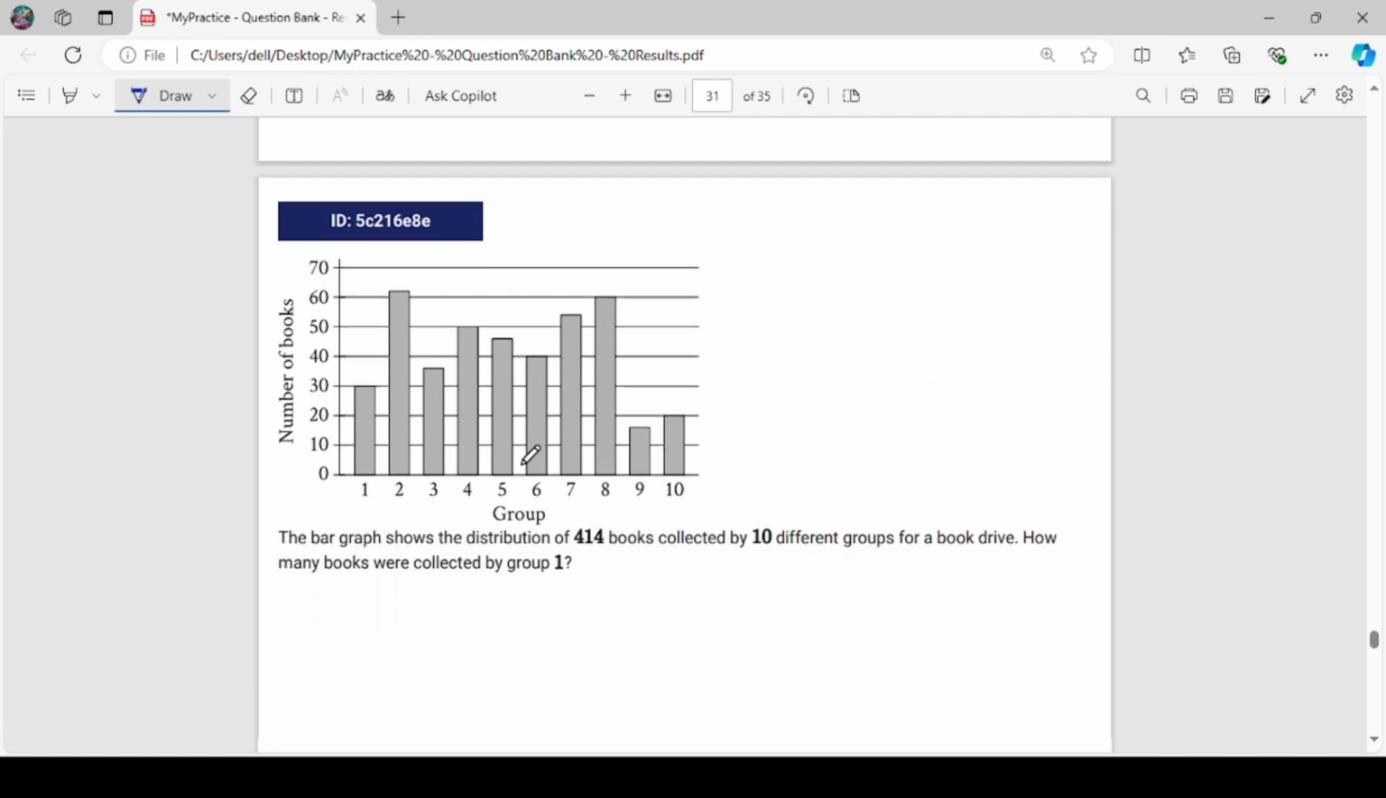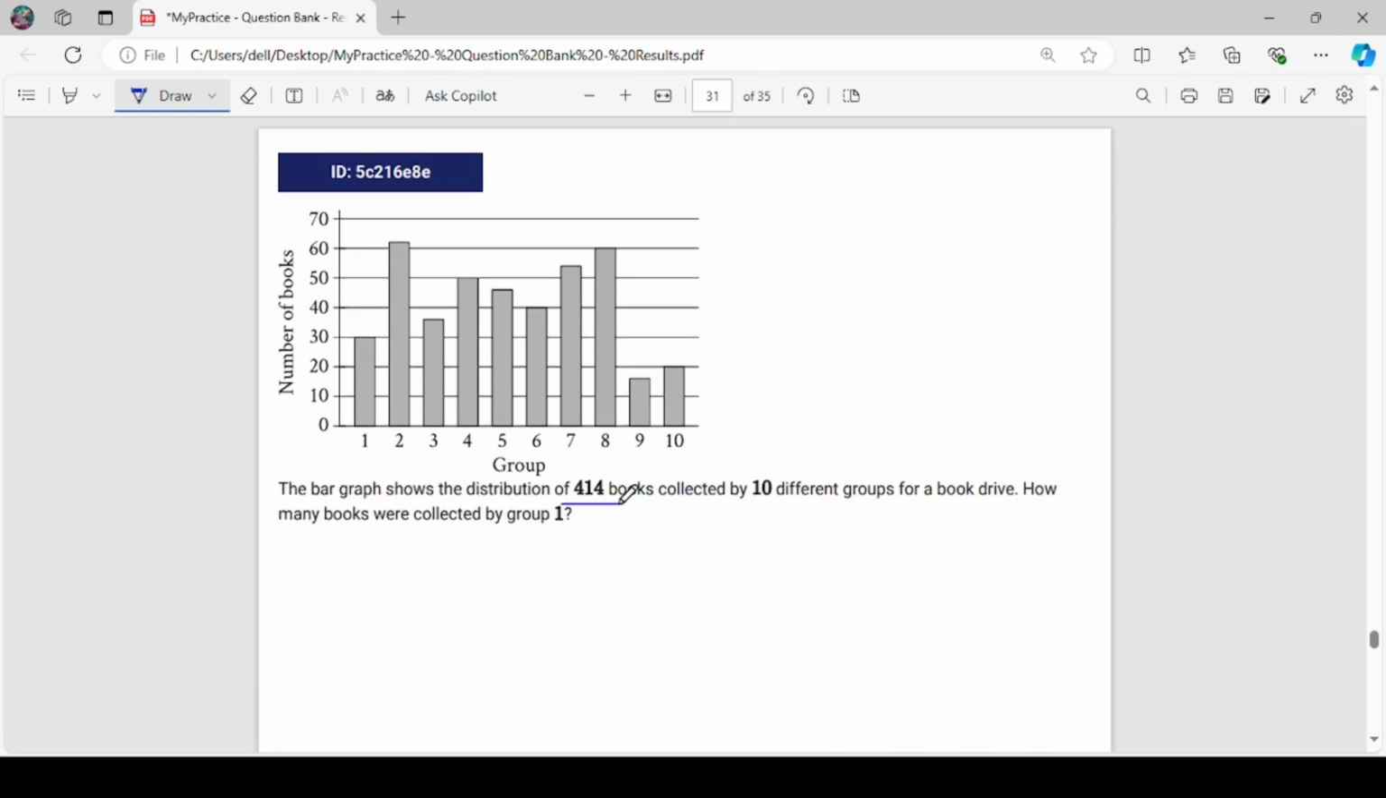Next question. The bar graph shows the distribution of 414 books collected by 10 different groups for a book drive, number of books against group. How many books were collected by group 1? This is group 1, 30 books. 30 is our answer.